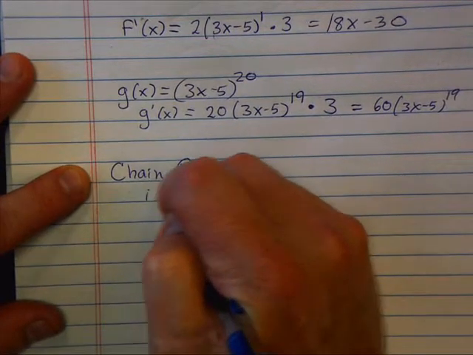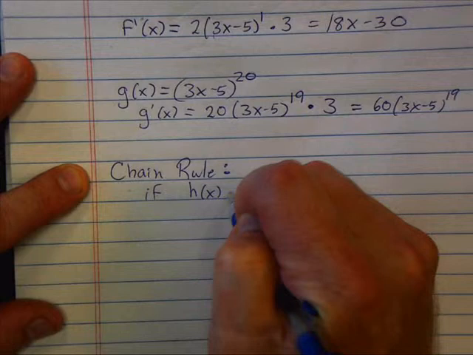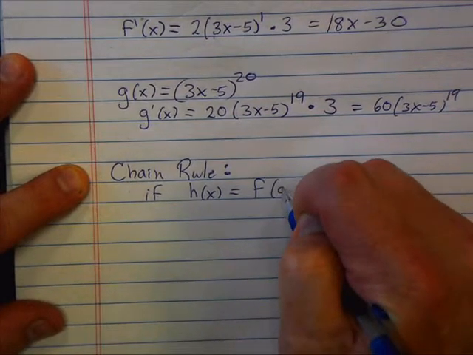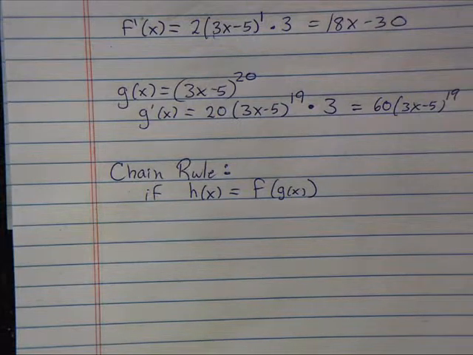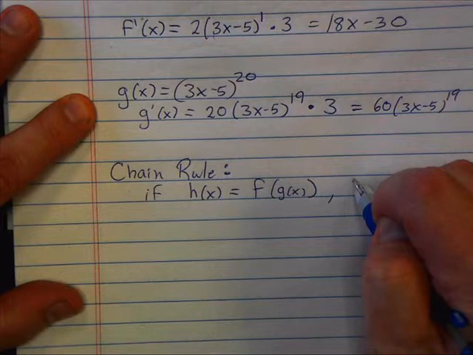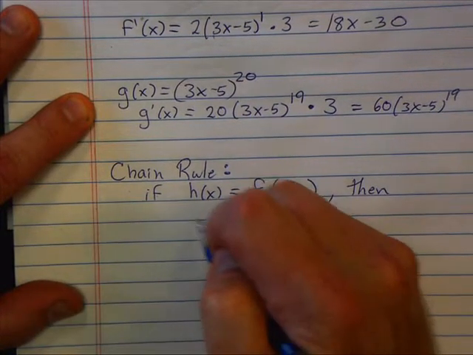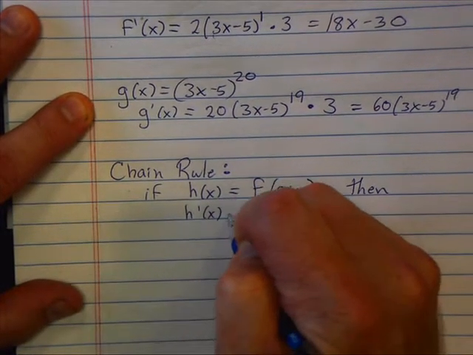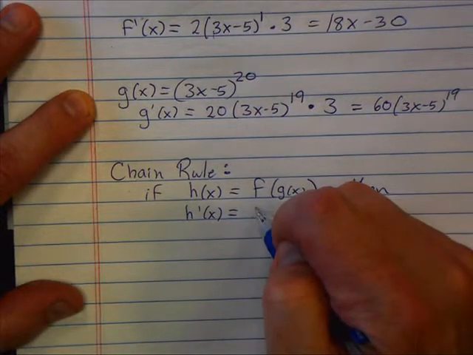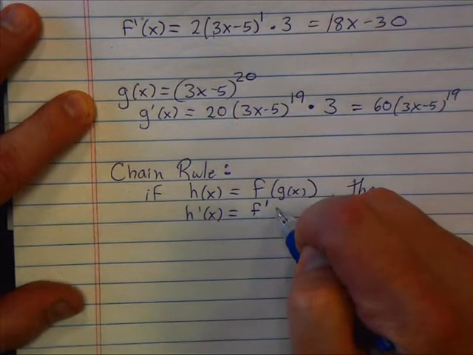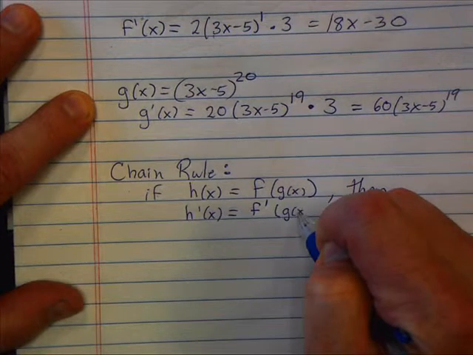It says if h of x is a composition of functions, so if h of x is f of g of x, then h prime of x is, you take the derivative of the outside thing. In this case, which function is outside, f or g? F. So you take the derivative of the outside, so that's f prime, but you leave the inside alone.